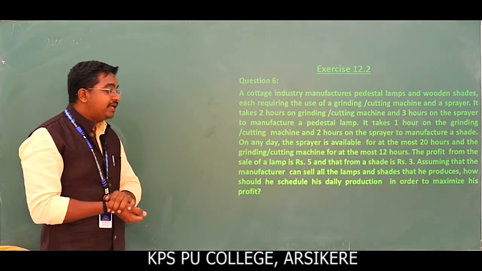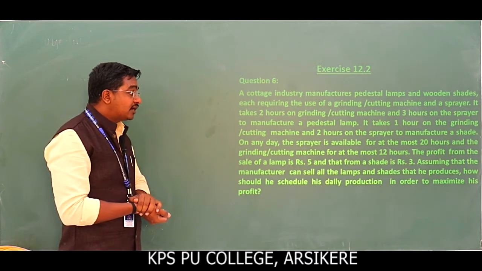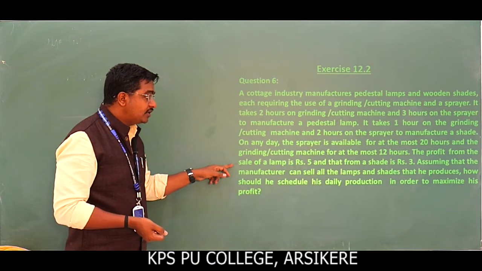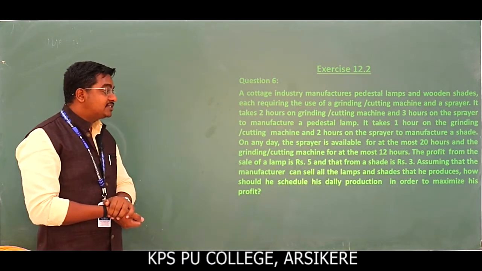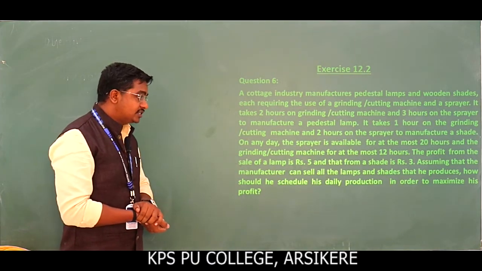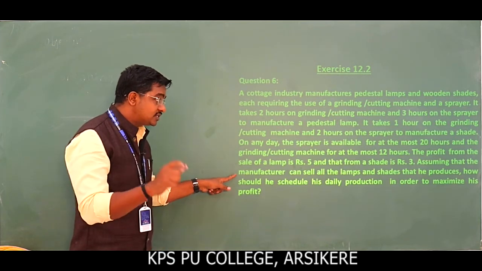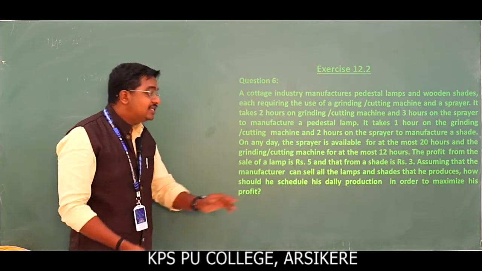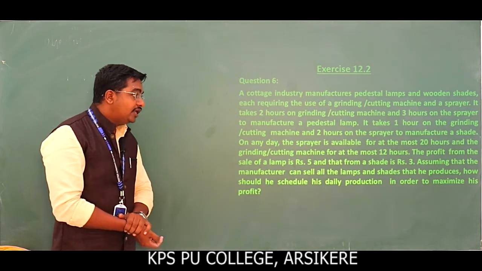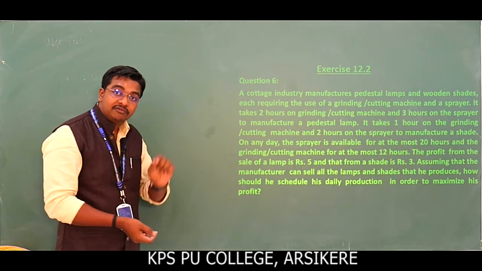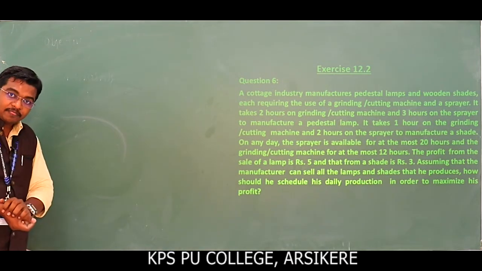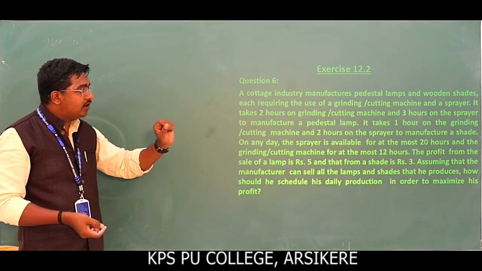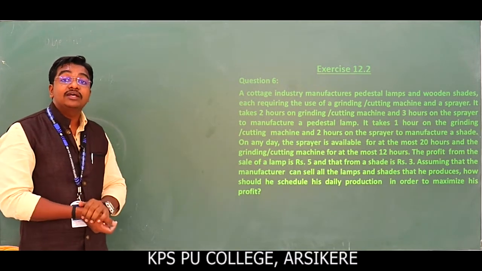sale of a lamp is rupees 5 and that from the shed is rupees 3. Assuming that the manufacturer can sell all the lamps and sheds that he produces, how should he schedule his daily production in order to maximize his profit? Here we need to find the maximum profit, right? So convert the entire problem to mathematical form. Always take the variables x and y as non-negative.